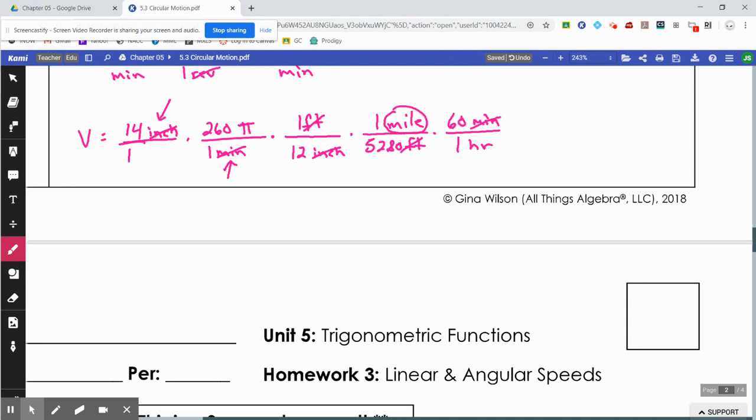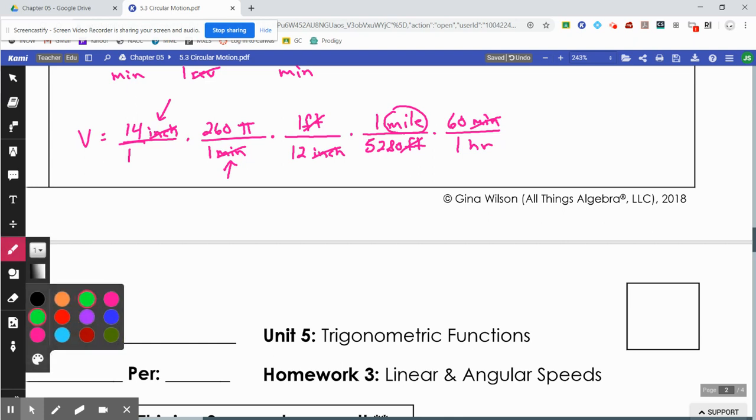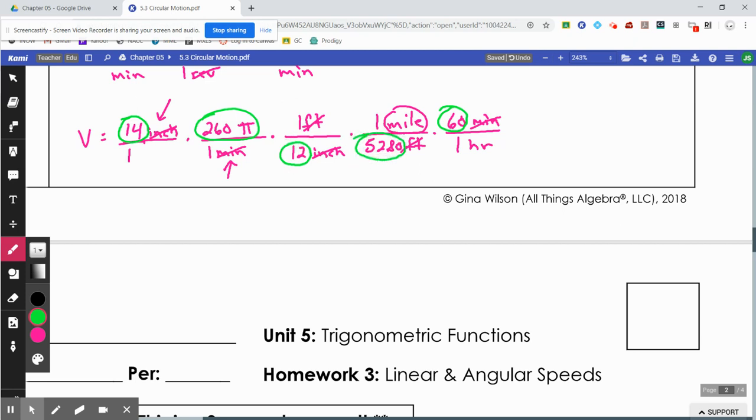So what you're going to do on top is multiply 14 times 260 pi times 60. On bottom, you're going to multiply 12 times 5,280. You're going to divide those two answers, and you're going to get 10.8. And again, that is in miles per hour, so you can just put MPH.